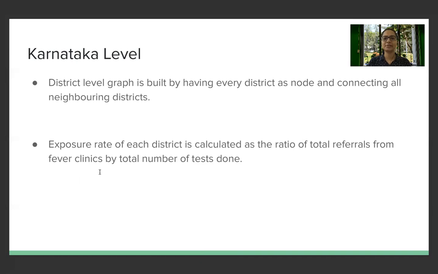So fever clinics are basically a first point of contact for anyone who is suspected of having COVID. So people having symptoms like fever, cough, cold, sore throat, etc. They first go to a fever clinic to get tested, and from there they are referred to, let's say, a COVID hospital or a quarantine center or things like that. So we basically take the ratio of total referrals from a fever clinic divided by the total number of tests done at that fever clinic, and this metric we take as the exposure rate. We aggregate it at a district level for all the districts in the state.